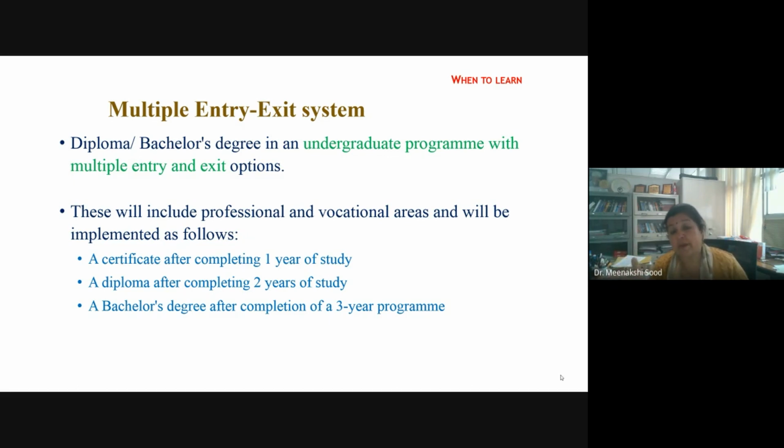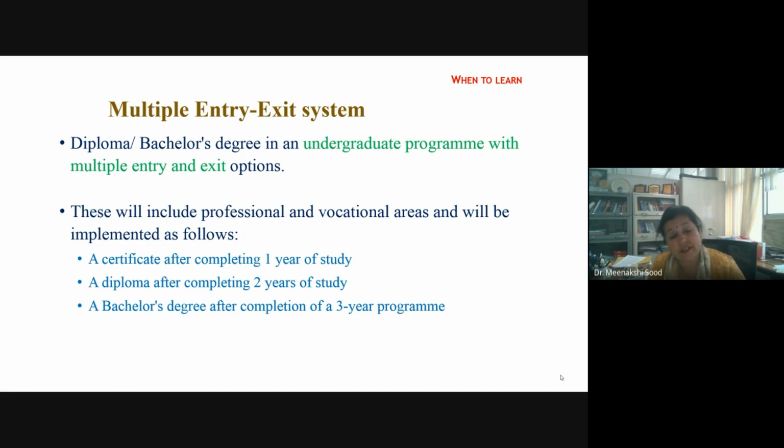And when he comes back, he has that flexibility of returning to the institute. He does not have to start from the very beginning. He can start from the second year of his degree program. As now we have lateral entry, similarly, the student who has left his study after 1 year or 2 years can come back and rejoin his second year, right? And continue from the point where he left.